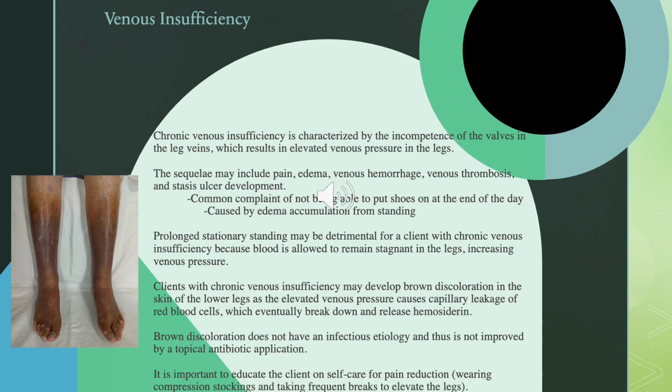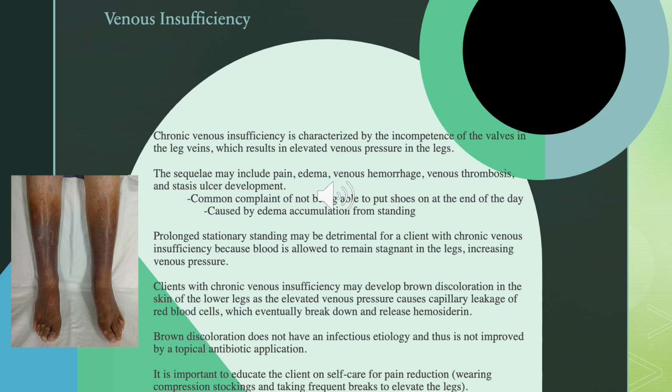All right, so venous insufficiency, huge deal. Chronic venous insufficiency is incompetence of the valves in the legs and the veins. It results in elevated venous pressure in the legs. It's very, very painful. You've got edema. You could have a venous hemorrhage or a thrombus. Stasis ulcers are pretty nasty. We're going to talk about that in a second.